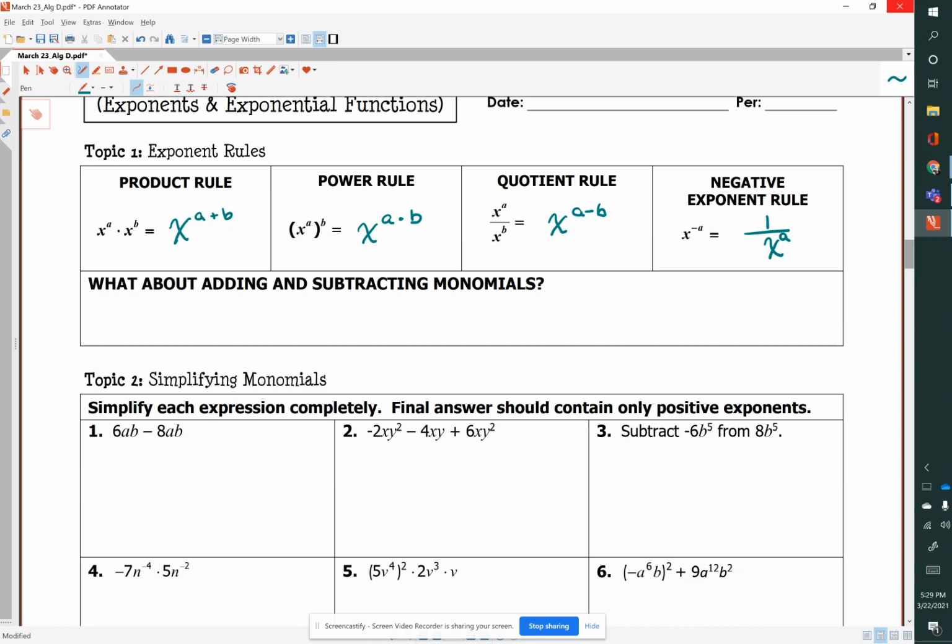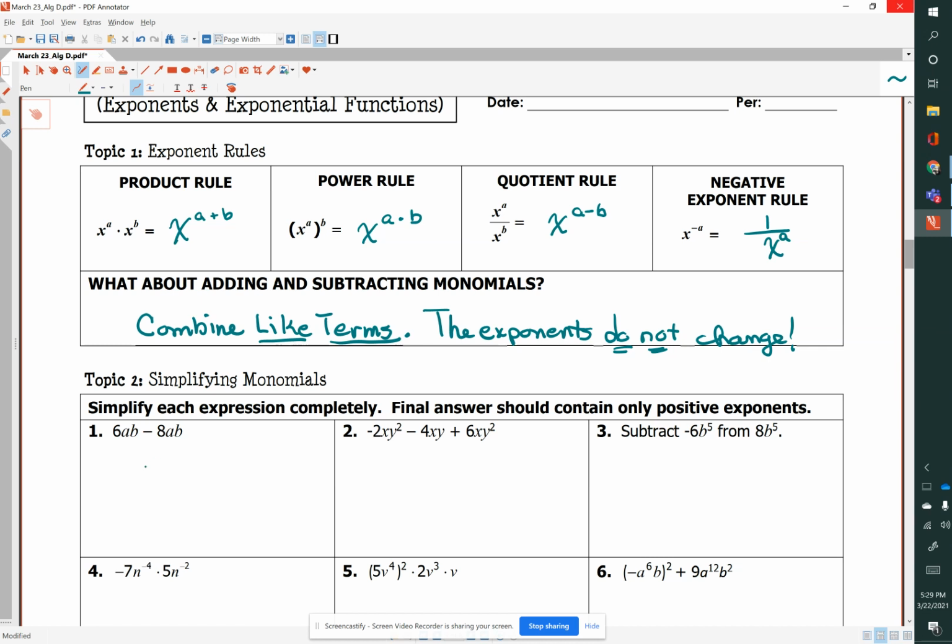So when you add or subtract monomials, remember you must combine like terms. So you're going to look for those like terms and combine those, okay? The exponents do not change. Okay, so let's get into some of these problems. So we're asked to simplify 6ab minus 8ab. We have like terms. So 6 minus 8 is negative 2, so that's negative 2ab.